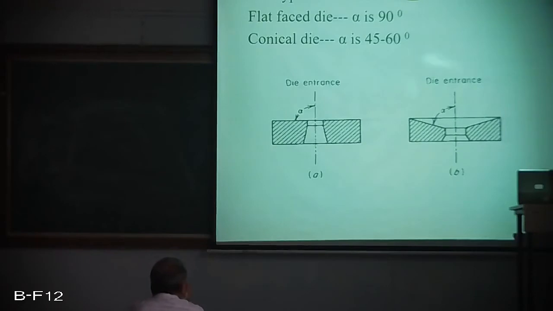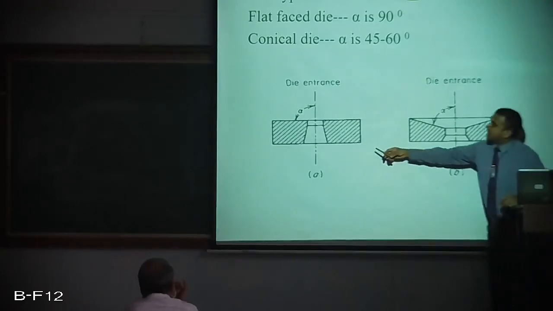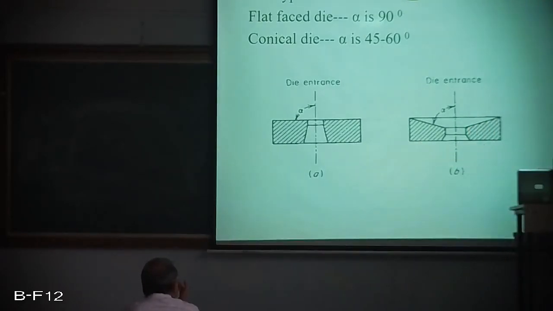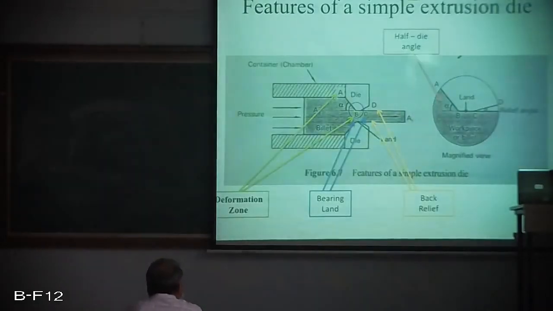There are two types of die used. This is the flat face die and this is a conical die. The alpha you can see is 90 degrees in the case of flat face die, and in conical die the alpha is between 45 degrees to 60 degrees. So this is about the common features that you can see in any of the extrusion dies.